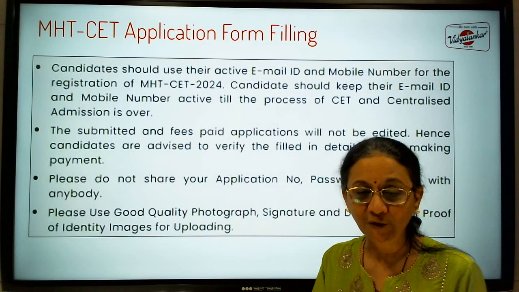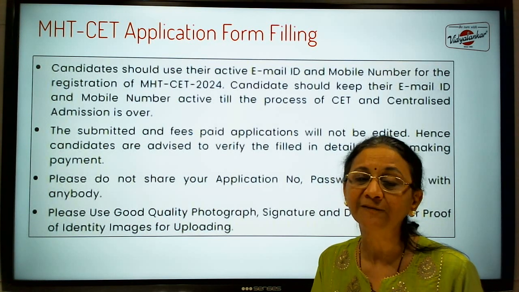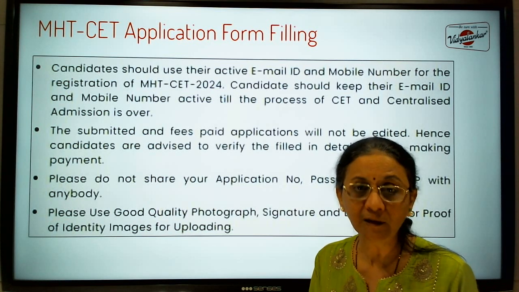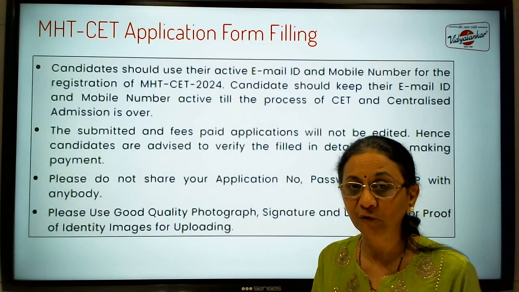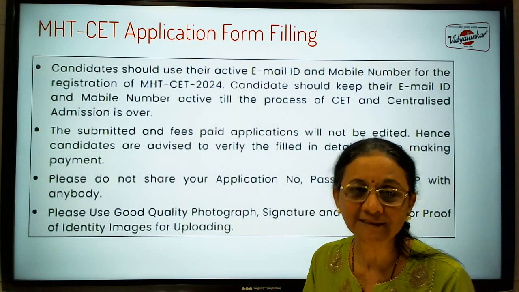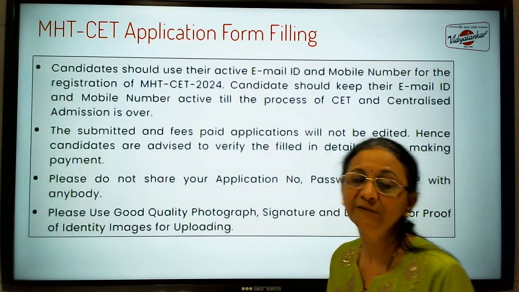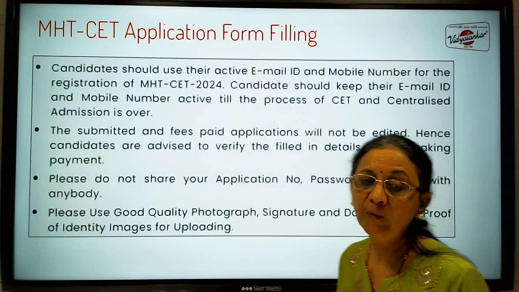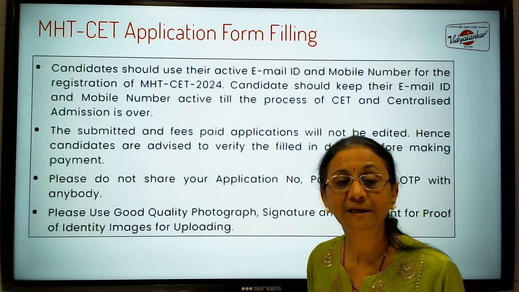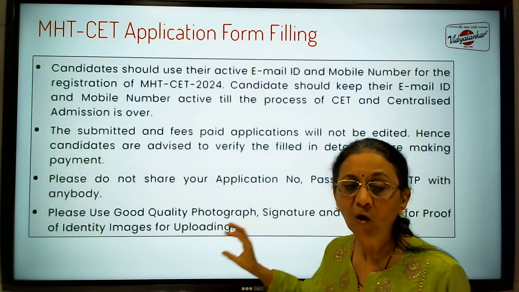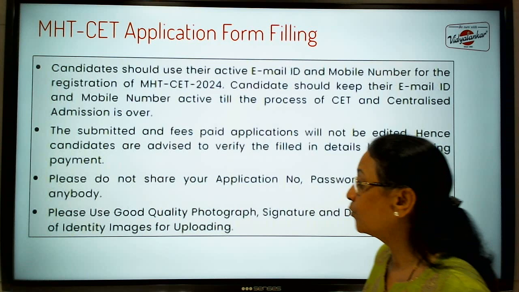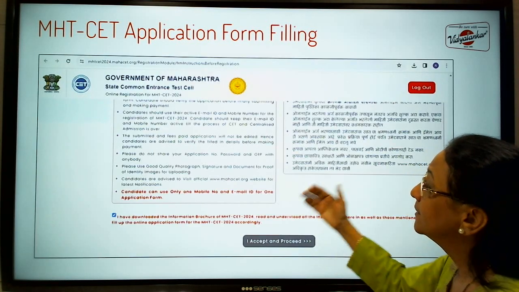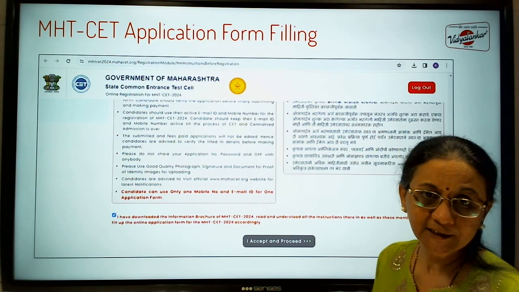Of course, when you set your own password, do share that with your parents. Okay, your parents should know your application number and the password, because if you happen to forget, at least your parents are aware. But do not share that with any of your friends. The photograph, signature which you are required to upload in this process, even the proof of identity. So all these things should be of good quality. Okay, so make sure of these things and you proceed with the application form filling.